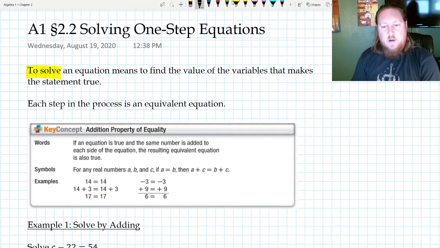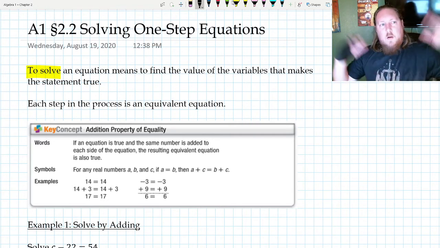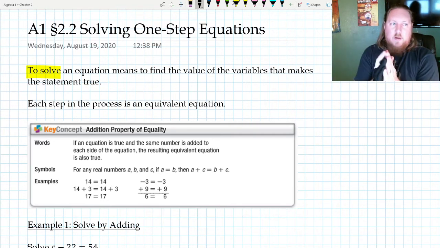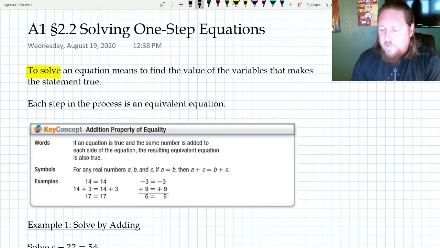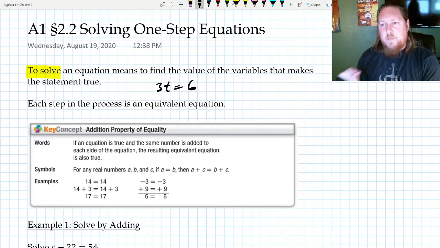There are equations later on where two values can make the equation true. There's also situations where all values make it true or no values make it true. So there's lots of different scenarios, but that's the ultimate goal of solving: if I've got some equation, there is some number for the variable that makes the statement true. That's usually what your goal is, to find that value.